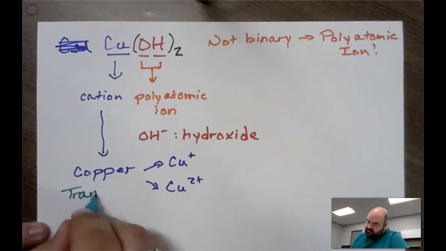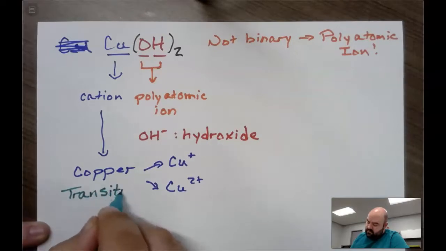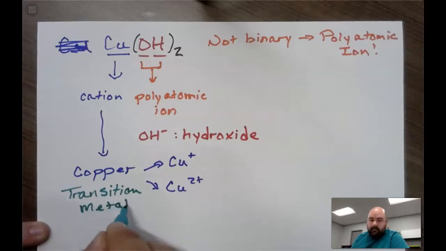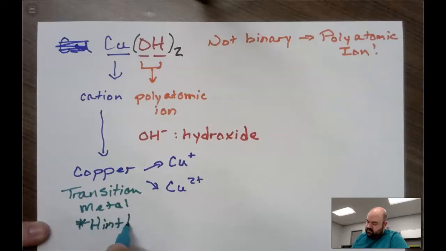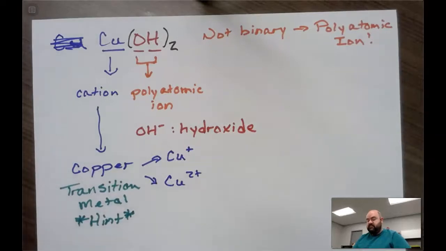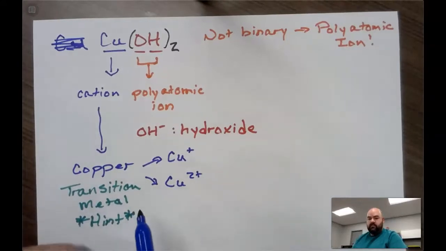is that copper is a transition metal. So transition metals are a hint. If it's a transition metal, or a metal you've never heard of, you should probably check to see if it's a type 2 metal. Okay, so we have to work backwards to see which it is.